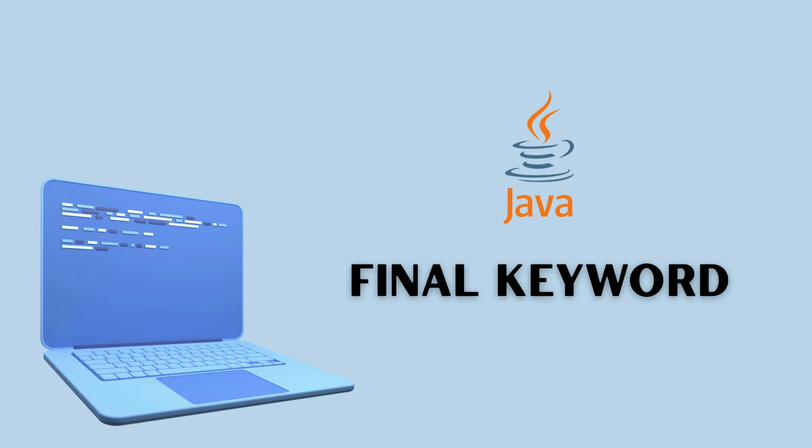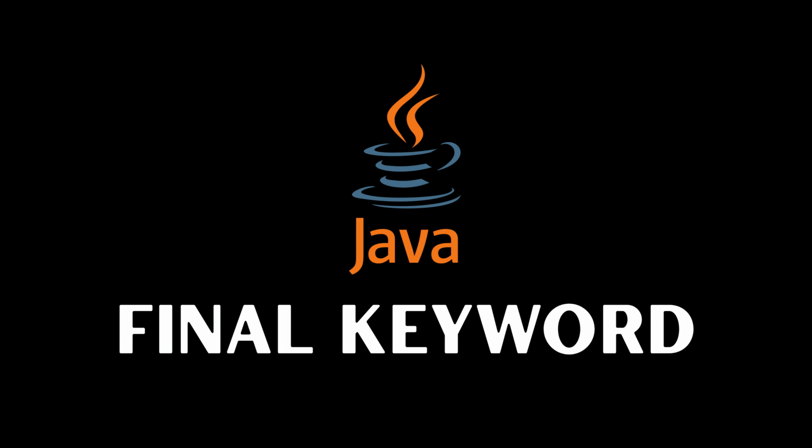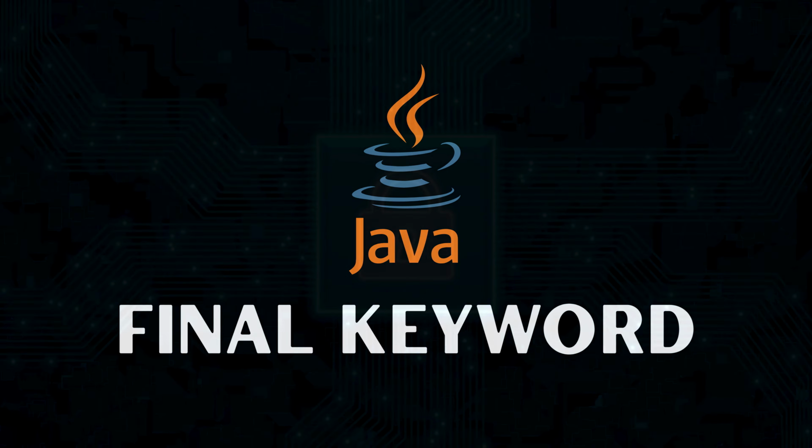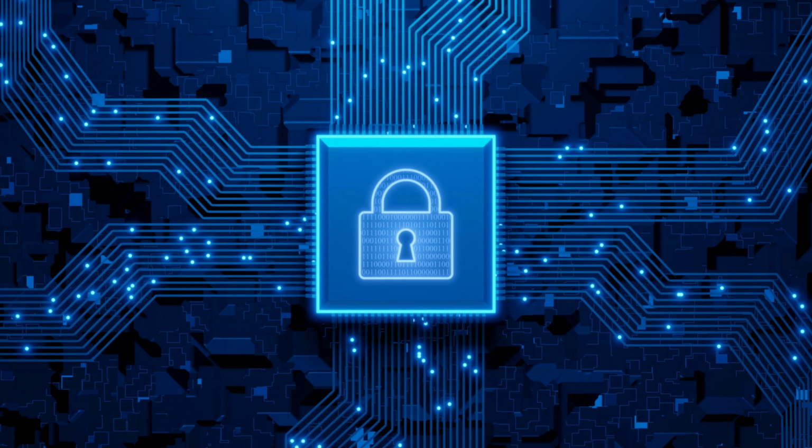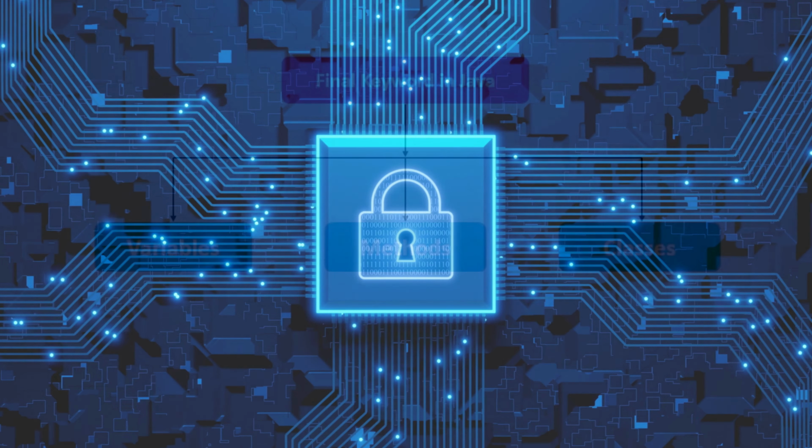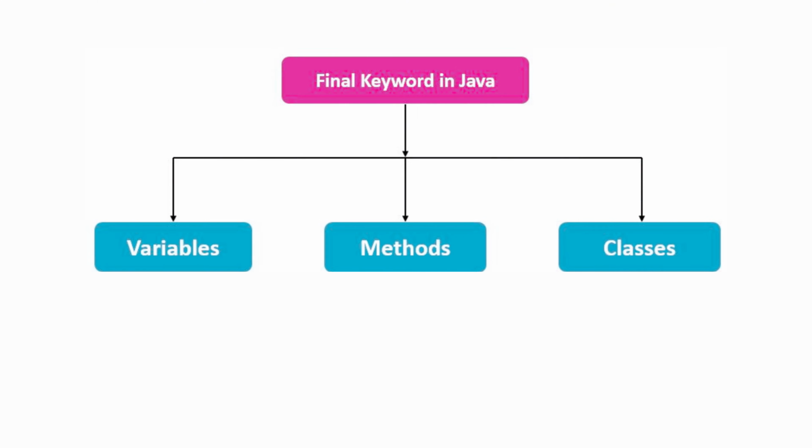Today we are going to learn about the final keyword. So, what does final mean in Java? Think of final as a big lock. Once something is marked final, you cannot change it. You can use final in three different ways: final variable, final method, final class.